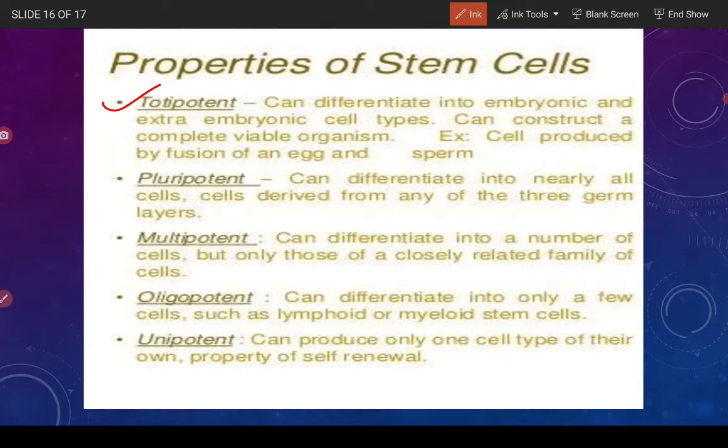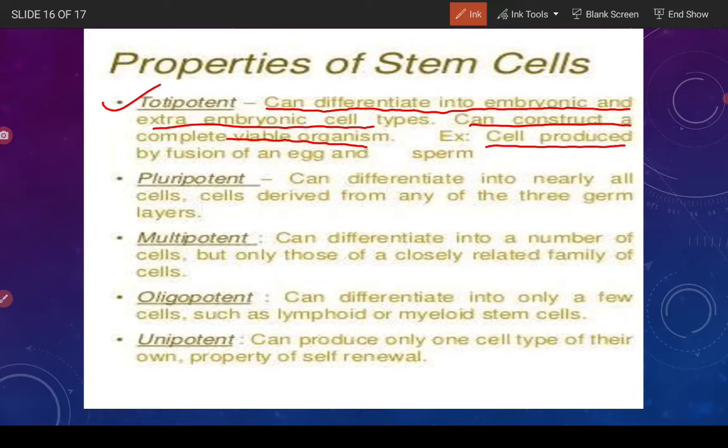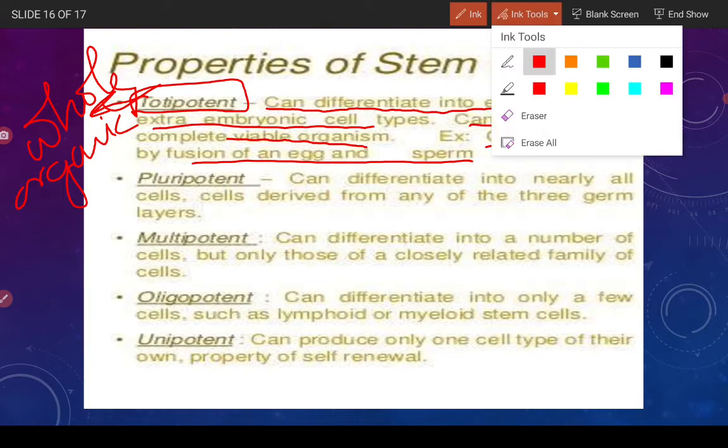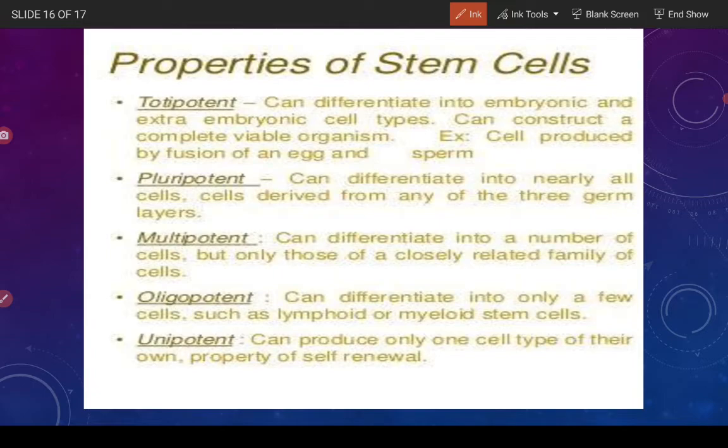First, totipotent. A totipotent stem cell can differentiate into embryonic and extraembryonic cells and can construct a complete viable organism. Example, the cell produced by fusion of egg and sperm, that is the zygote, right? So totipotent cells could form a whole organism, could form any kind of organ or tissue and could give rise to a whole organism. So what could it be? It could be a zygote. Example of a totipotent stem cell is a zygote.